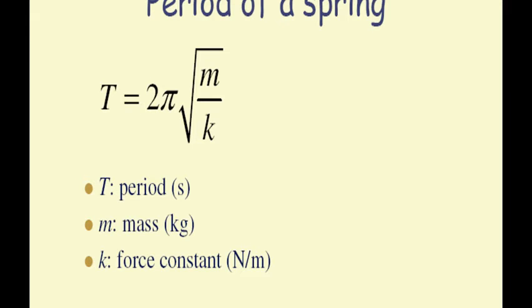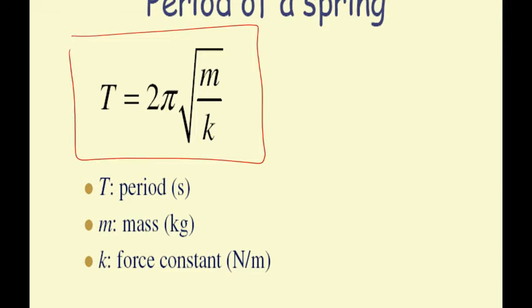So when we're looking at the period of the spring, the equation is T equals 2 pi times the square root of m over k, where T is your period, m is your mass in kilograms, and k is your force constant. What about gravity? Does gravity affect the period of a spring? No. g is not included. So note: no g, and no amplitude.